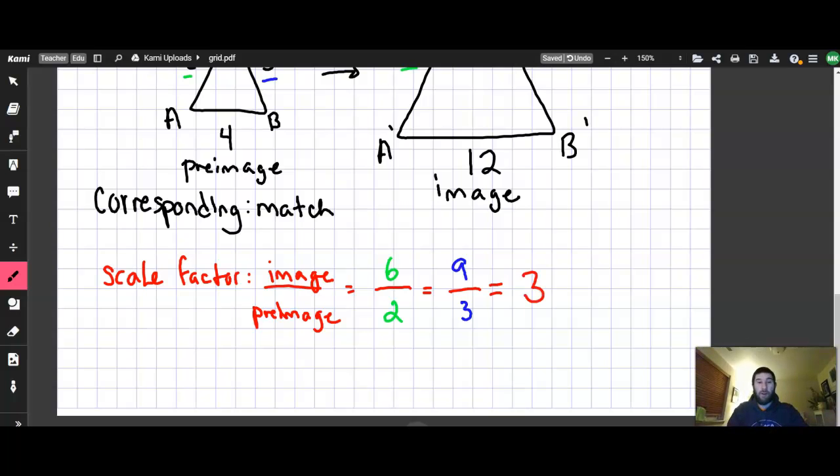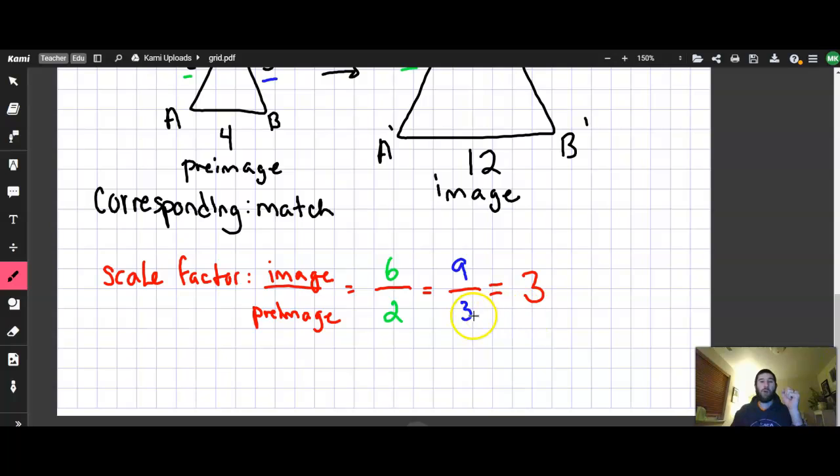So functionally, the scale factor is the ratio, which is a proportion, because that's what we set up here. We set up a proportional equation. 6 over 2 equals 9 over 3. Both of those equal to 3, which is our scale factor, which is also our ratio.